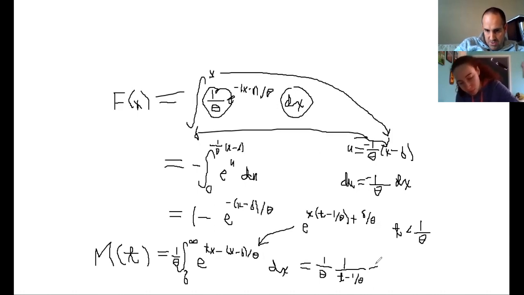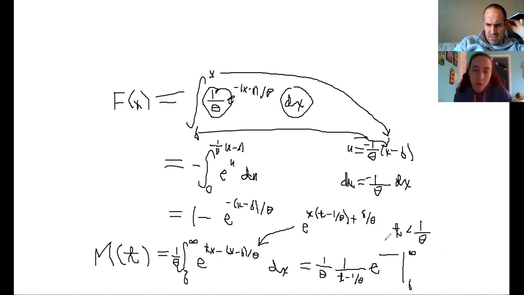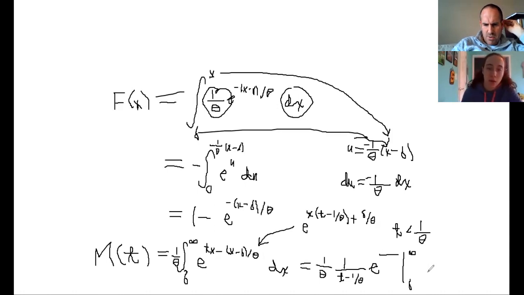And then this exponential, e to the blah, right? I won't write the whole thing up there, but it's just e to the stuff. And I have to evaluate this between where and where? Delta and infinity. And the way that we cooked this up, since t is less than 1 over theta, this is negative. So as x goes to infinity, this exponential is going to die. That will decay to 0. So the only thing to worry about is plugging in x equal to delta.